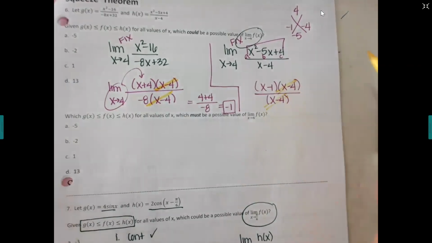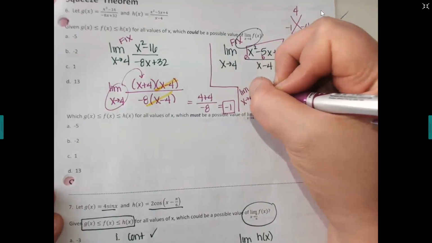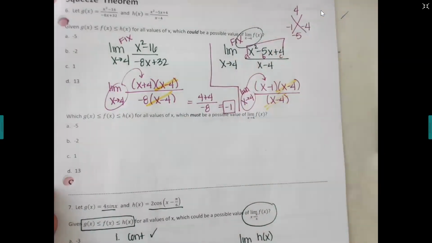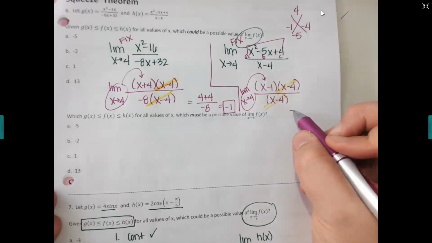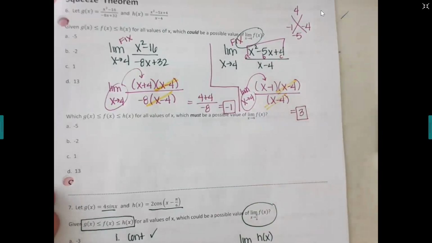And now that those terms are gone, I'm not going to get 0 over 0 anymore. I'm going to get an answer. Okay, let's plug it in. Limit, x approaches 4. 4 minus 1 gives me what? 3. Okay, now you have to read your question carefully.